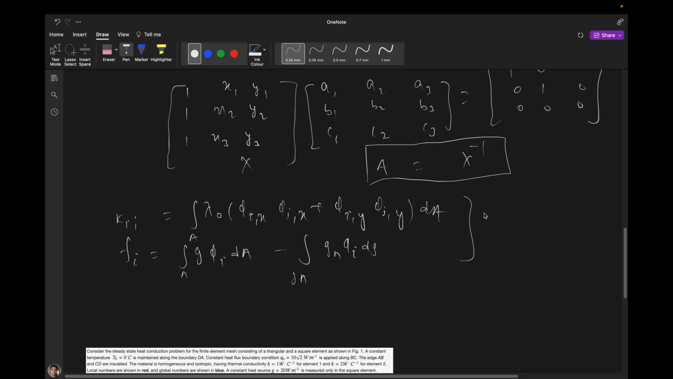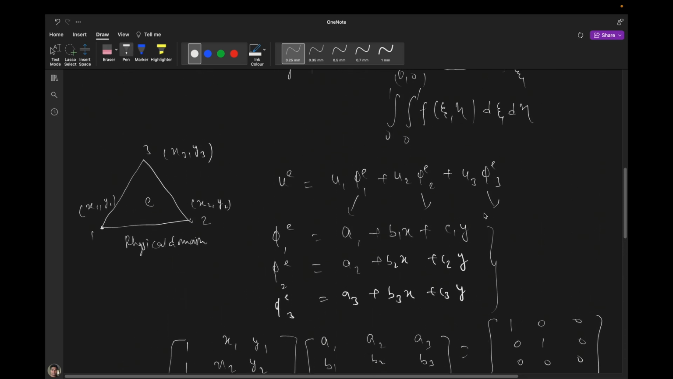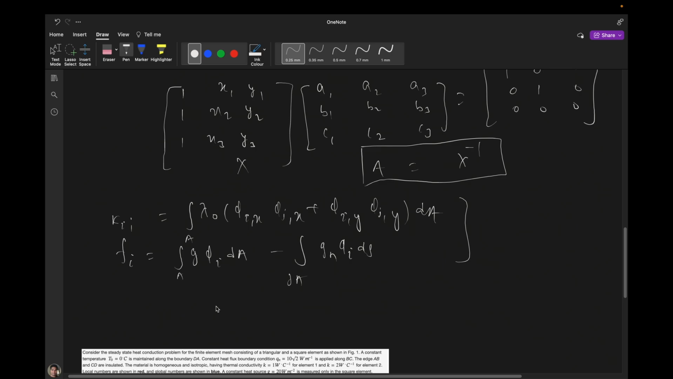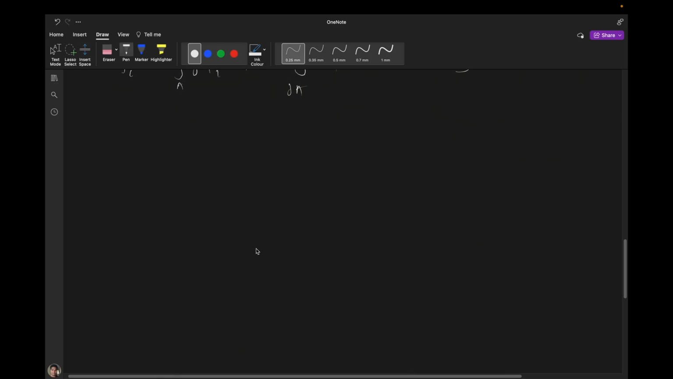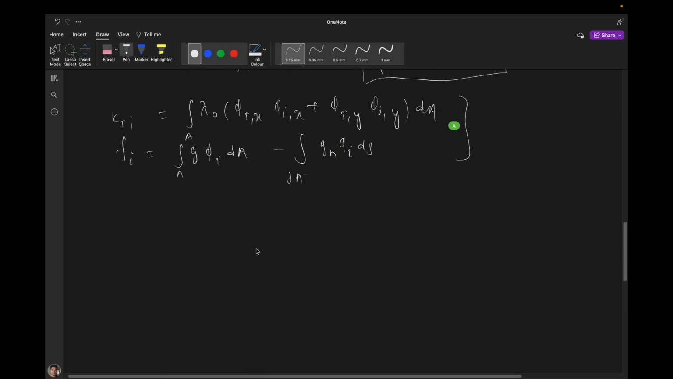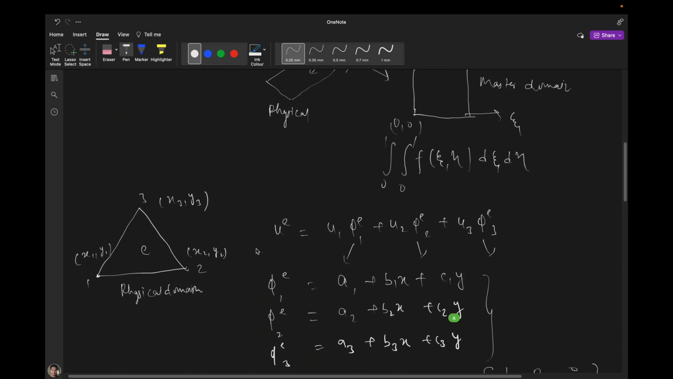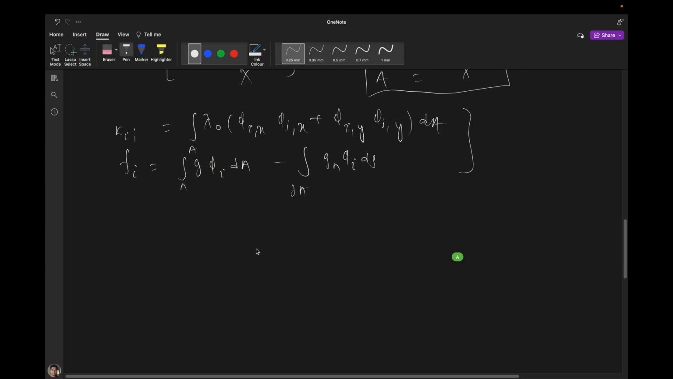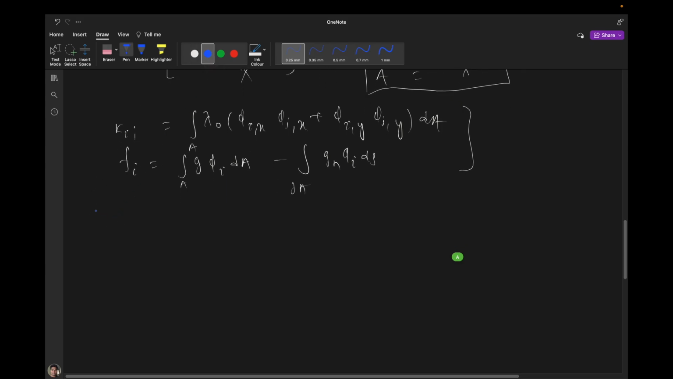Okay, so this is the case when we already know the edge equation, and it is easy to do the double integral. But what will happen when the integration is not easy, because we don't know the equation of the edges? In that case, we will convert the physical domain into the master domain.